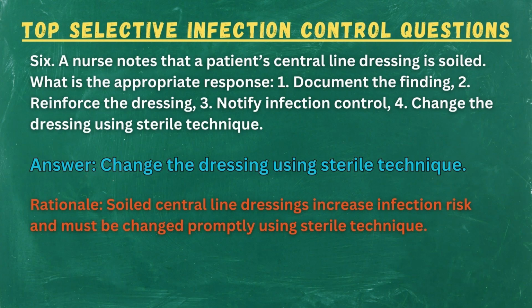6. A nurse notes that a patient's central line dressing is soiled. What is the appropriate response? 1. Document the finding. 2. Reinforce the dressing. 3. Notify infection control. 4. Change the dressing using sterile technique. Answer: Change the dressing using sterile technique. Rationale: Soiled central line dressings increase infection risk and must be changed promptly using sterile technique.